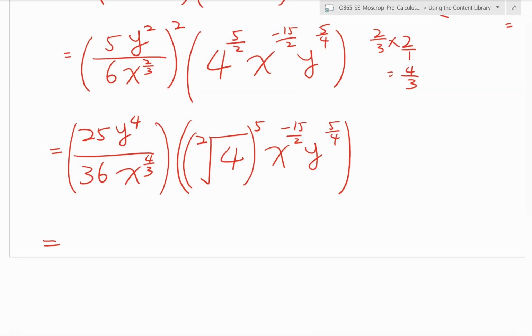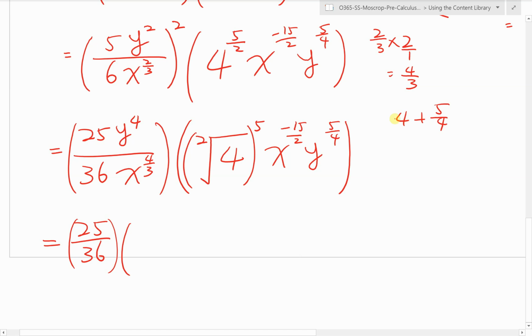Well, there's nothing I can simplify here, but I can multiply the y with the y, right? Because that's multiplication, when you multiply, you add exponents. I'm going to do it like this. Y to the power of 4, so that's 4 plus 5 over 4. You can change 4 to 16 over 4. Again, when you add fractions, you need a common denominator. So this is y to the power of 21 over 4.